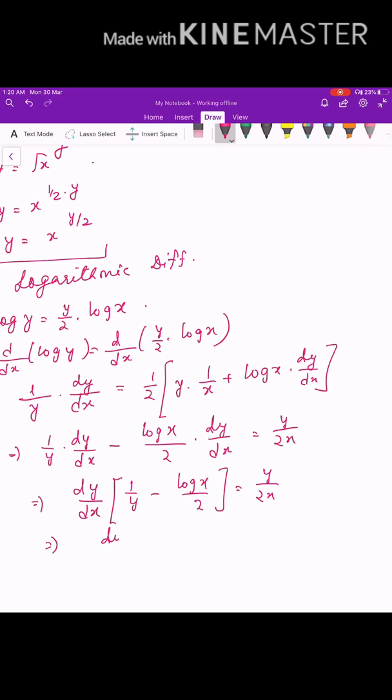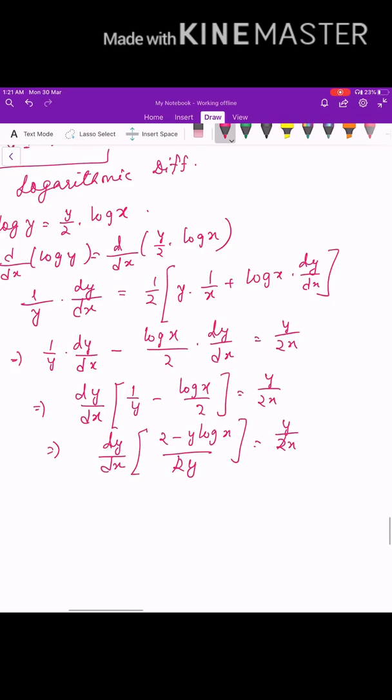I'll take the LCM. So 2 minus y log x over 2y. So y by 2x, cancellation. Finally, dy by dx is equal to y square upon x into 2 minus y log x. That is option B, right?